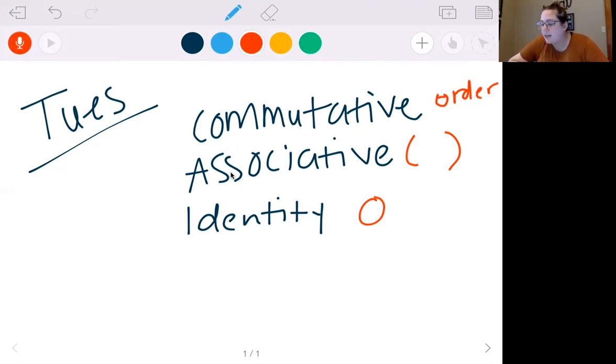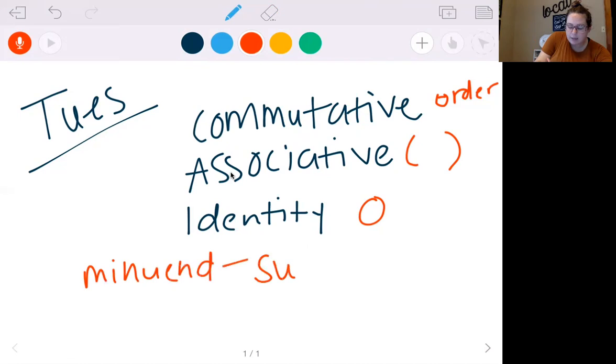For the rules of subtraction, you just need to know minuend minus subtrahend equals the difference.